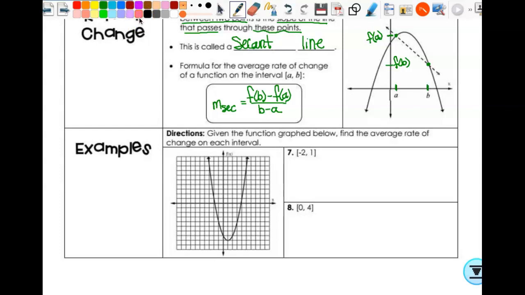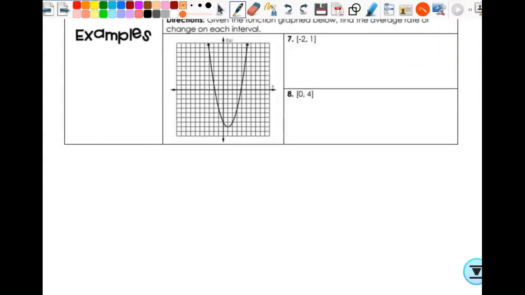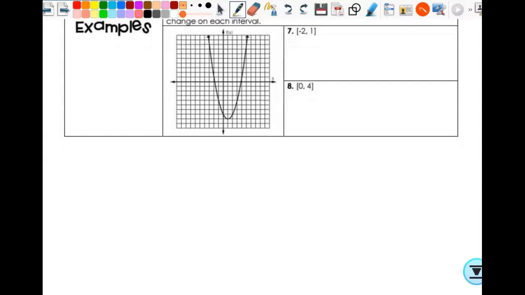All right. So here it says, given the function graph below, find the average rate of change on each interval. It's giving me an interval, not an ordered pair, because it's in brackets. That's what makes it an interval. So I want the slope of the secant line, and that would mean that this is A and this is B. So f of B, that would be f of 1, minus f of A, which is negative 2, over B minus A, which is 1 minus a negative 2. Okay?